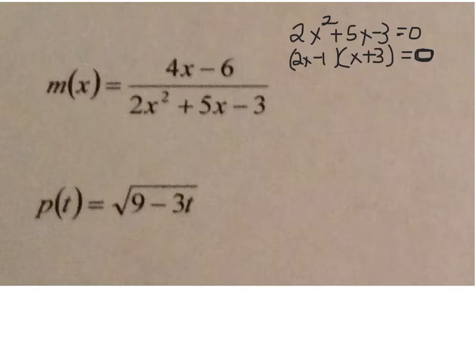Okay, you might need to go back to the factoring review in a previous unit that we had if you have trouble factoring this here. But these are the two binomials. And so now I'm going to set each one equal to 0. So 2x minus 1 equals 0, and x plus 3 equals 0.